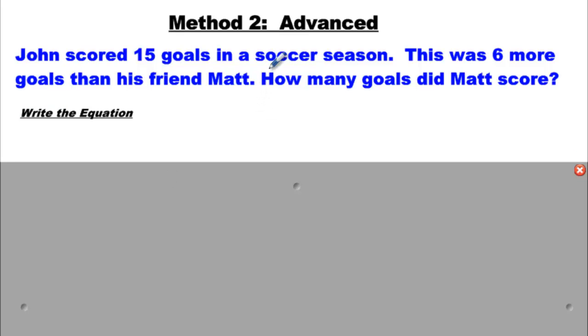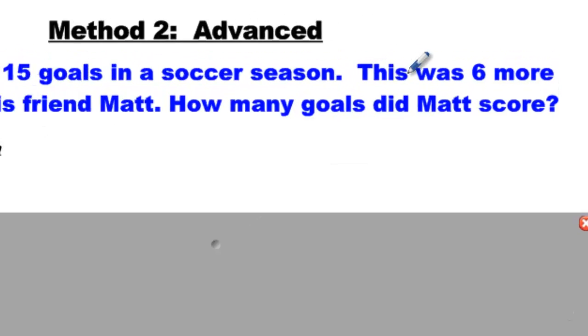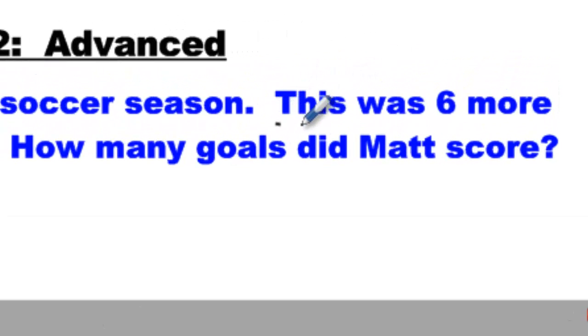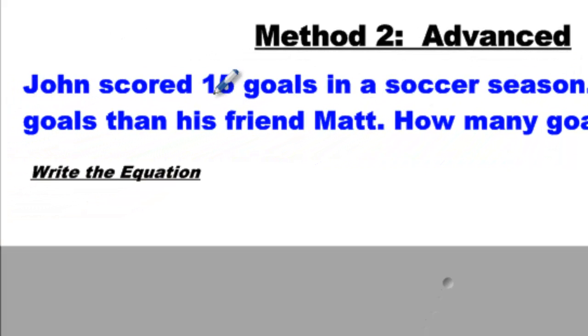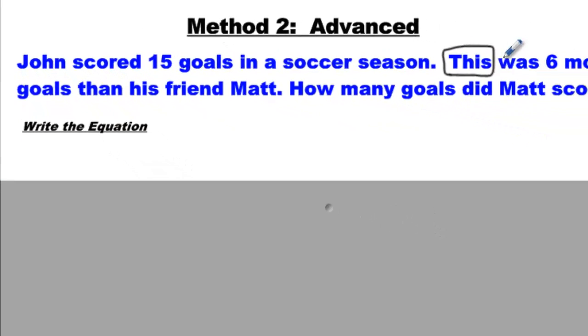Let's throw a word problem into method 2. We've got John scored 15 goals in a soccer season. This was 6 more goals than his friend Matt. How many goals did Matt score? I want to bring your attention to this word, this. When it says this was 6 more goals than his friend Matt, what does that mean, this? It means the last thing that we talked about. John scored 15 goals. It's the 15 goals was 6 more.